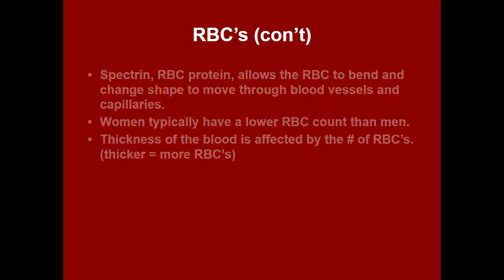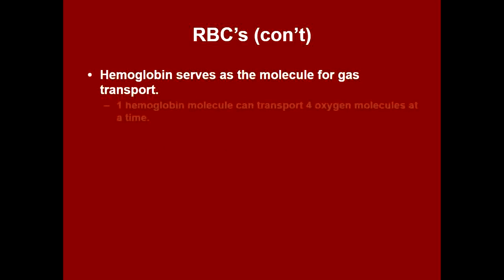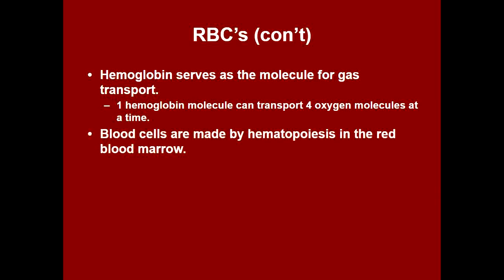I do want to go back and look at hemoglobin just real quickly again and remind you, I put this in the notes just so that you would have it, 4 oxygens to every 1 hemoglobin. And our blood cells are made by hematopoiesis in the red bone marrow, and we did talk about that in the tissues section.